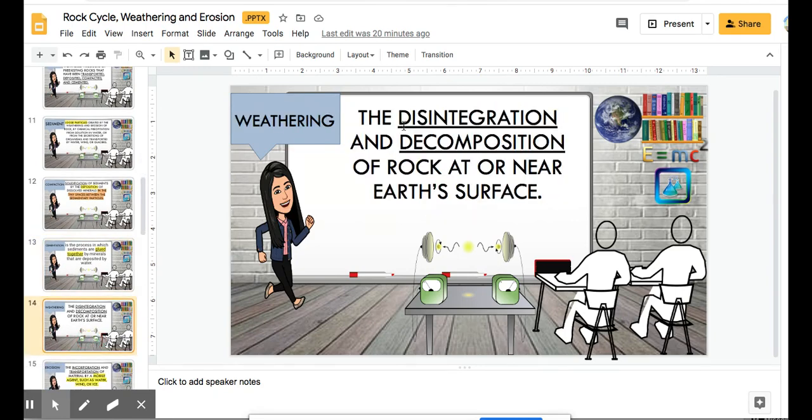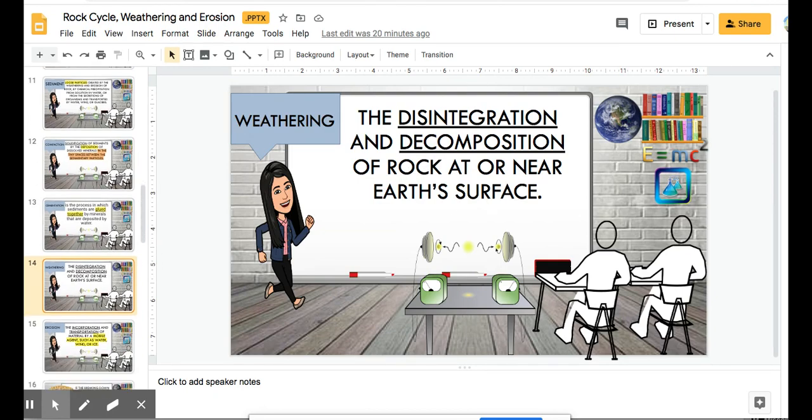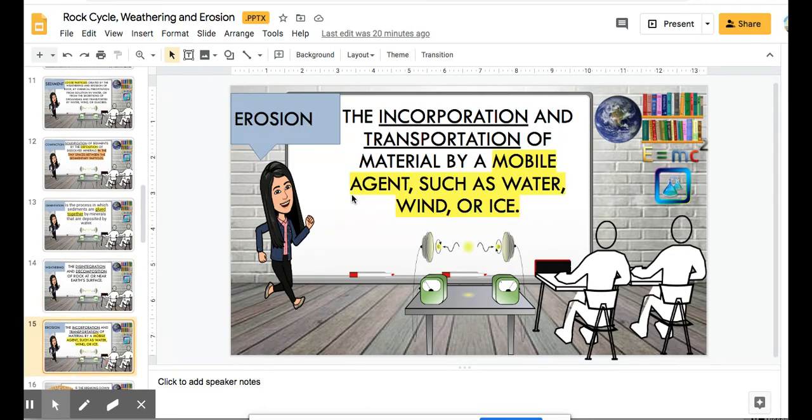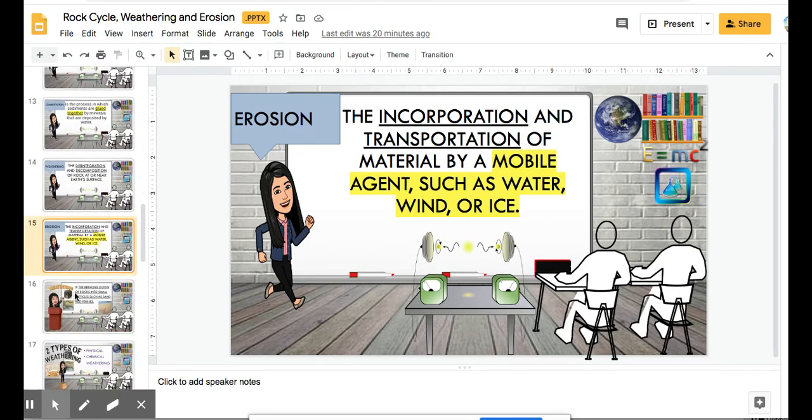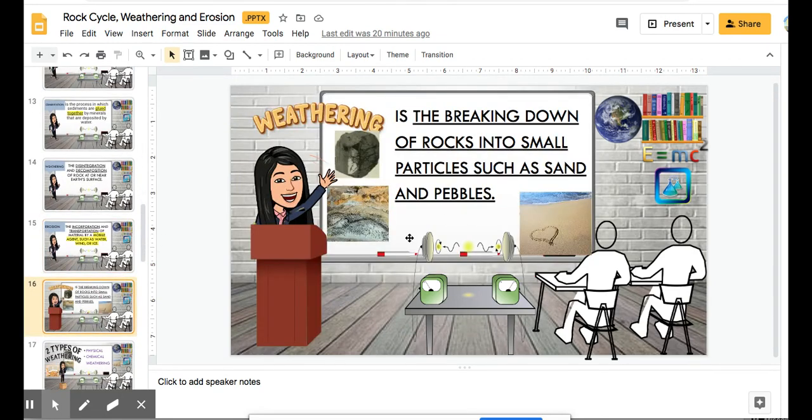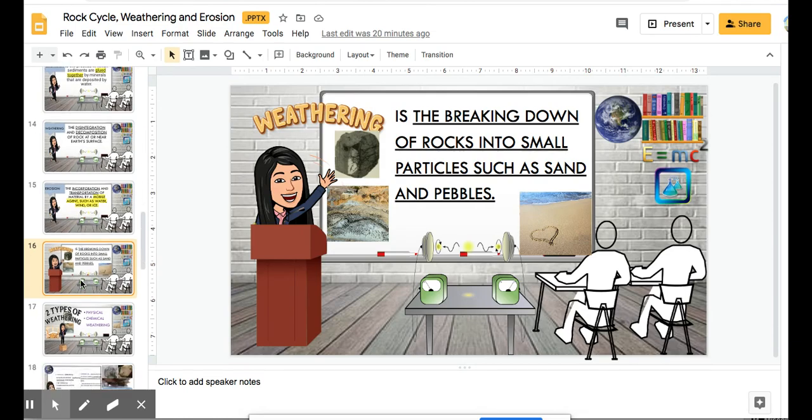Weathering is the disintegration and decomposition of rock at or near Earth's surface, while erosion is the incorporation and transportation of material by a mobile agent such as water, wind, or ice. Now let's go deeper into weathering. Generally, we define weathering as the breaking down of rocks into small particles such as sand and pebbles.